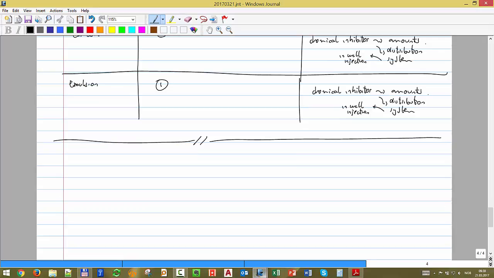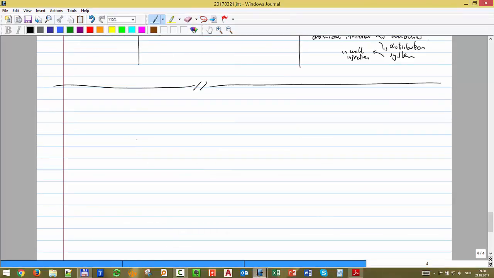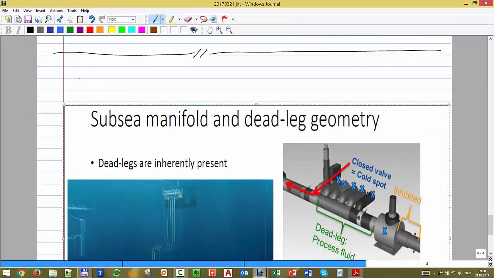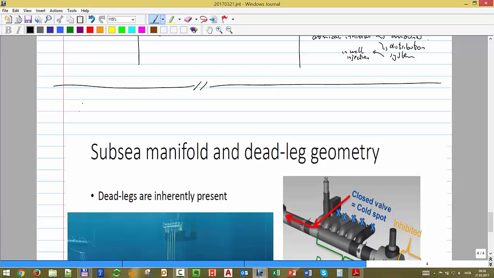Another comment, I think I have a figure here, let's see. You have to be careful that not only the temperature and pressure evolution along the flow line, along the main production line, and on the specific components, but also on what we call dead legs. Dead legs are geometries or places where there is no flow during normal operations.